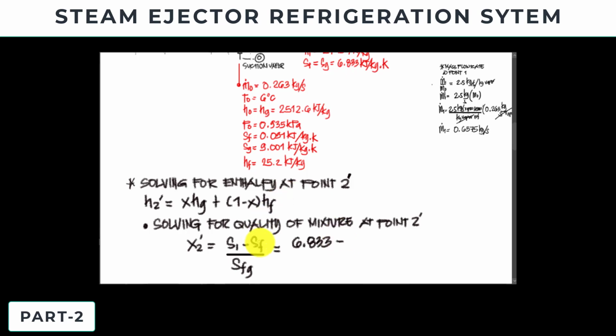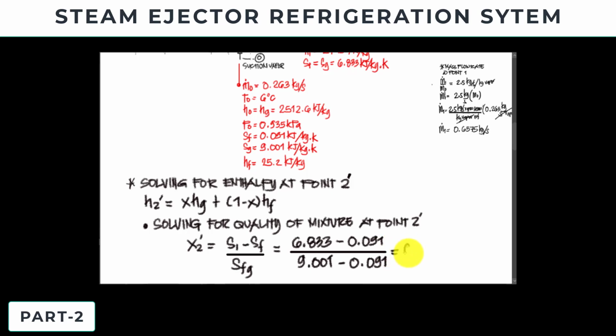6.833, so minus the value of my entropy at fluid, so that will be in the liquid state, 0.091. Okay, and then the change, no? So we have from before 9.001, then minus my gas at the gaseous state is the fluid we have 0.091. So we have the value of the quality of vapor.